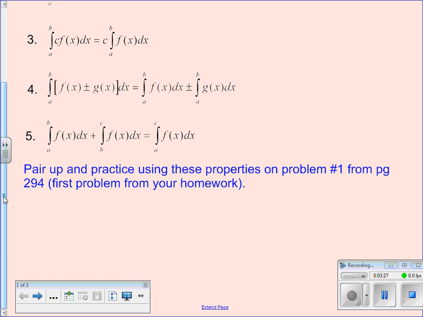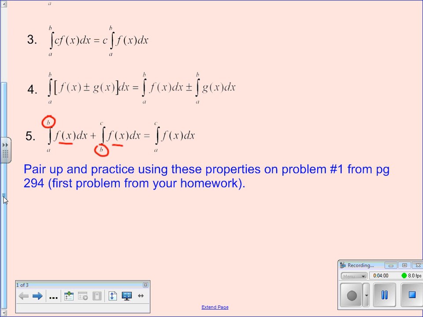The last one, number 5, and this is the one that gets tricky. If I have an integral of the same function, it's all f of x, the function's the same. If I have an integral from a to b plus an integral from b to c, that's equal to the integral from a to c. If my upper bound is the same as my lower bound, and the functions are the same, it's the same as going from my lower bound of the first to the upper bound of the second one.